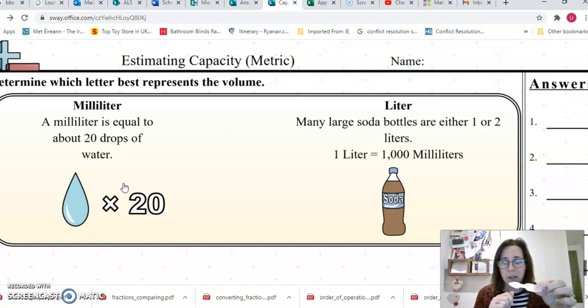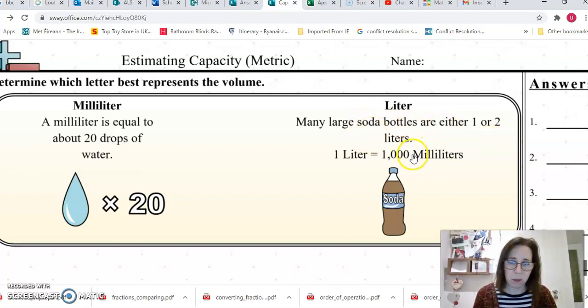So a milliliter is not a whole lot, okay? There's 2.5 of them there, not a whole lot. You'd want to have an awful lot of those to fill a litre bottle, okay? And over here, many large soda bottles, or what we call fizzy drinks or minerals, whatever you want to call them, they can be either 1 litre or 2 litre bottles, okay?